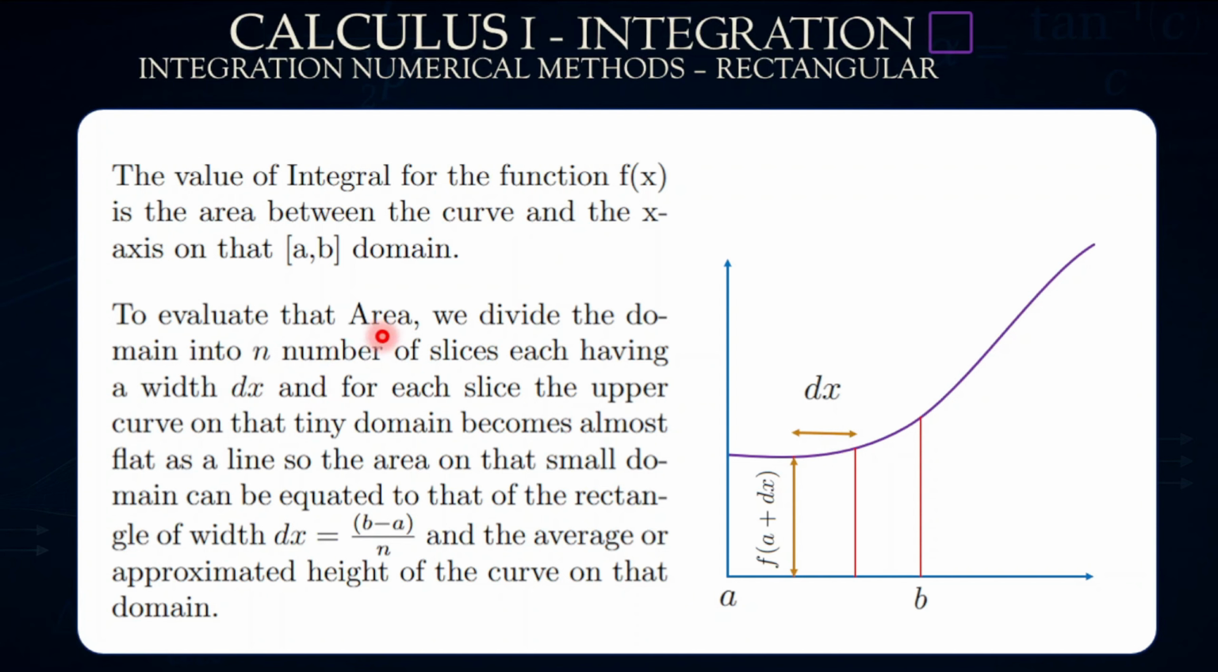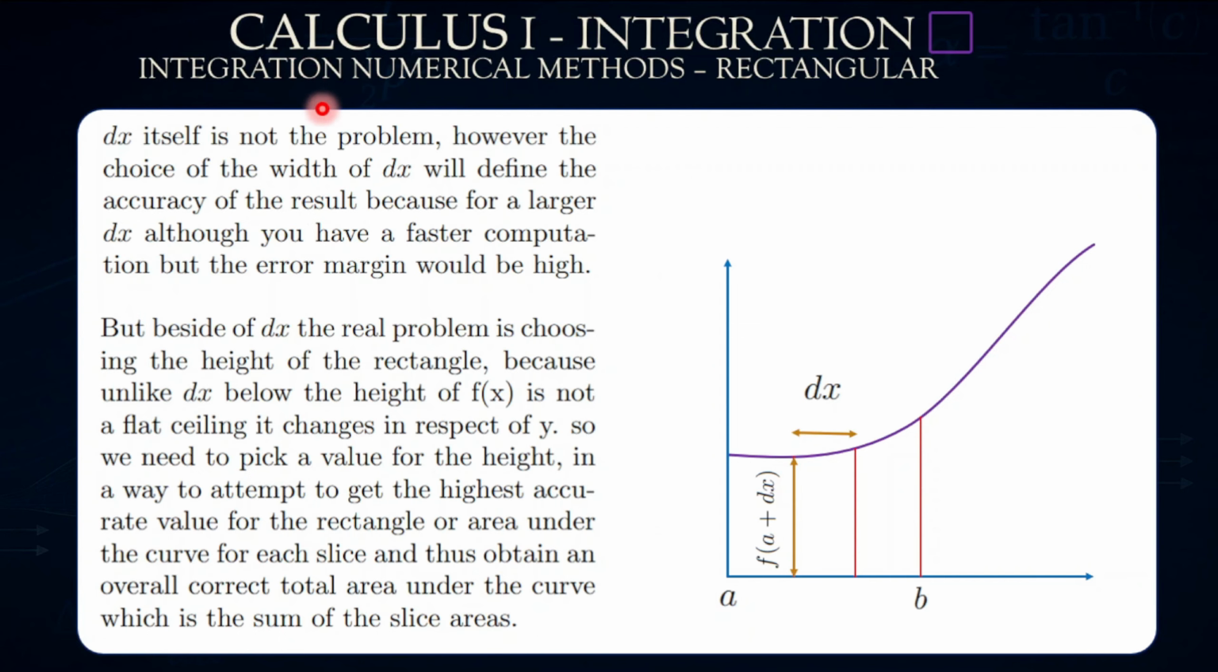To evaluate that area, we divide the domain into n slices, each having a width dx. For each slice, the upper curve on that tiny domain becomes almost flat as a line, so the area on that small domain can be approximated by that of a rectangle of width dx equal to b minus a divided by n, which gives you the slice width, and the average or approximated height of the curve on that domain.